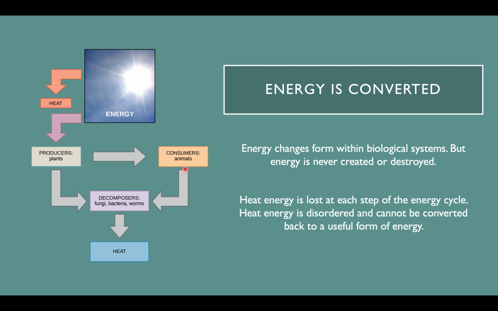Animals, after they die as well, will be eaten by decomposers, so fungi, bacteria, and worms. And then as a runoff, or what they let out, would be heat energy. They produce heat energy here. Also, heat energy is a part of that first portion of energy gain from plants as well. Heat energy is lost at nearly every step as it goes through, and we'll dig into that more in a few slides. But just keep in mind that energy is converted and it's never created or destroyed.